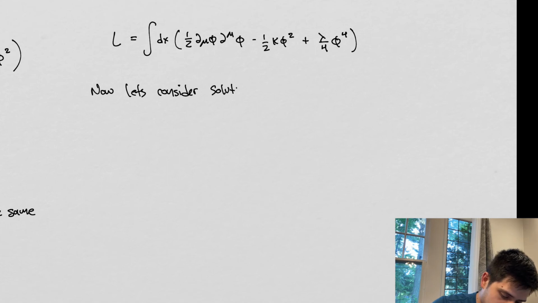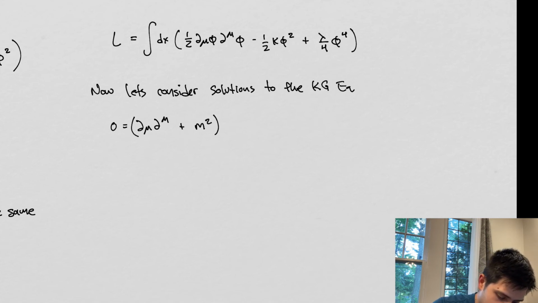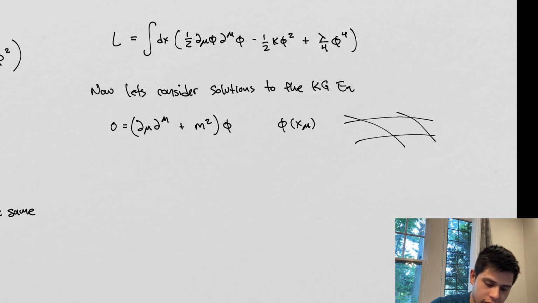Solutions to the Klein-Gordon equation. So recall that the Klein-Gordon equation was this. This was something we derived in the last video. We can propose that phi, again, is a function of x mu. This exists everywhere in space, right? So here's a point x mu, and I should be able to tell you what the value of phi is at that point.